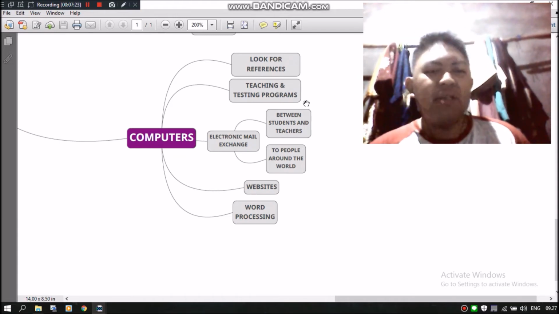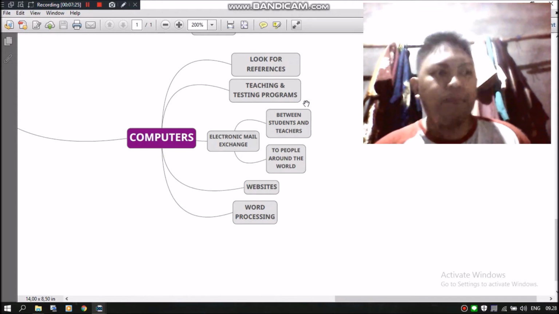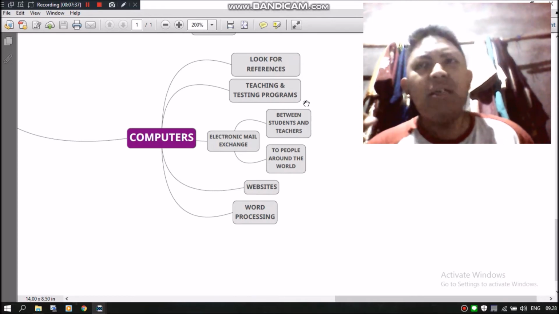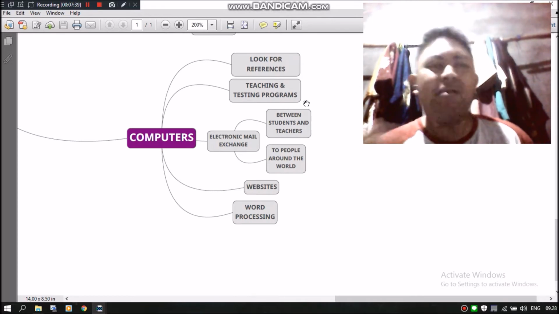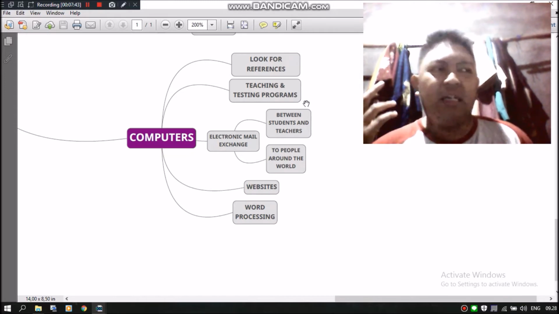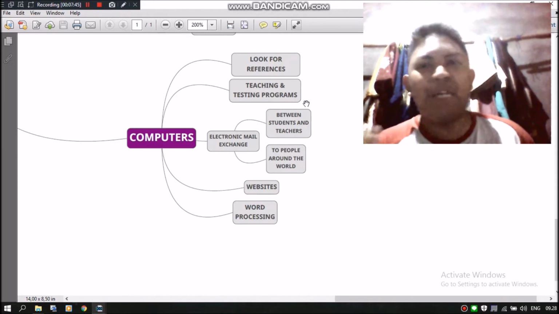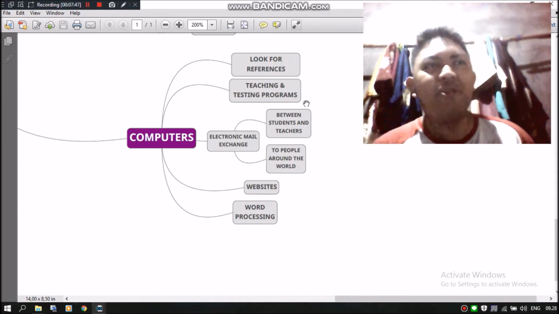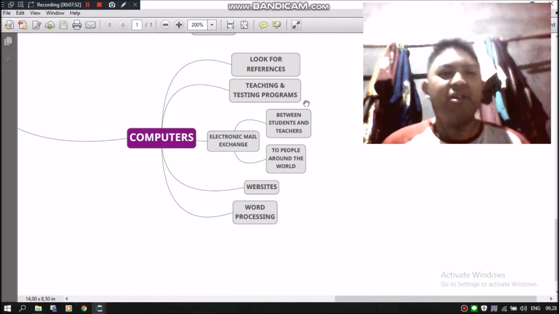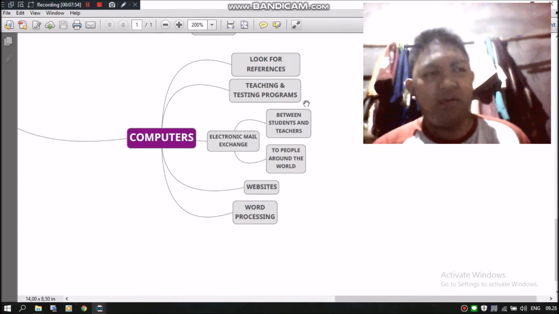And the other usage of computers is to access websites. If you have an internet connection, you can use it to access websites. There is an uncountable amount of websites on the internet that provide you with English educational learning. So search it, look it up yourself. There must be at least one.